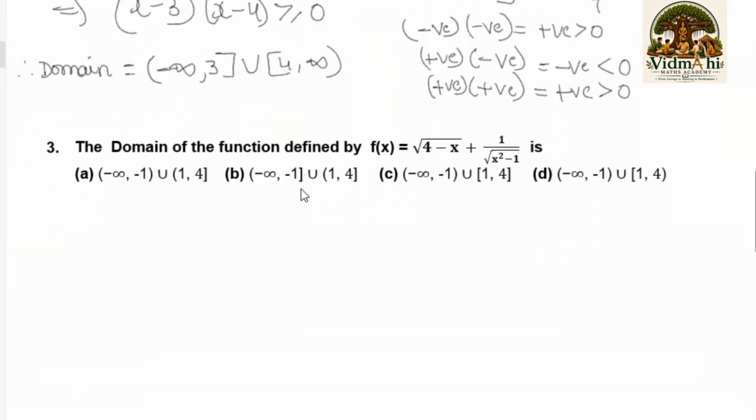Next, the domain of the function defined by f of x is equal to root of 4 minus x plus 1 by root of x square minus 1 is, and these are the four options.